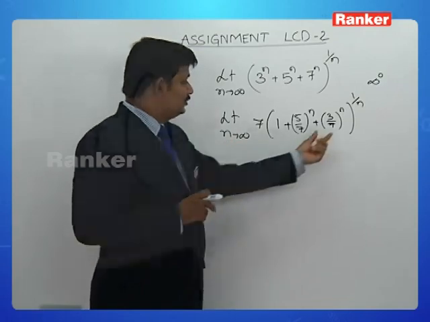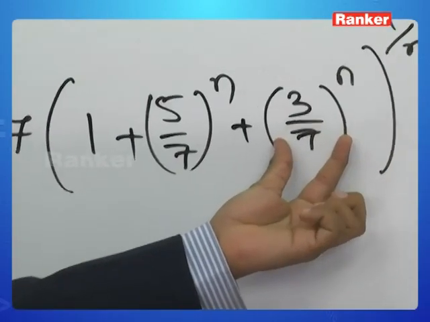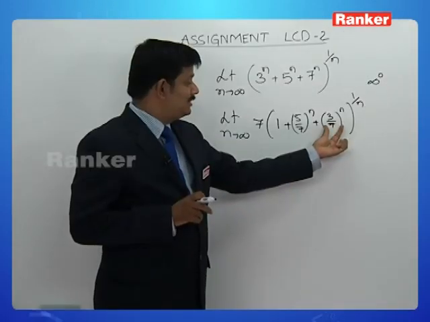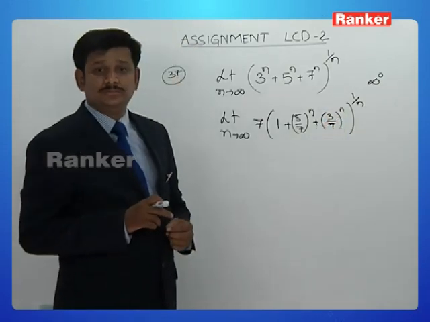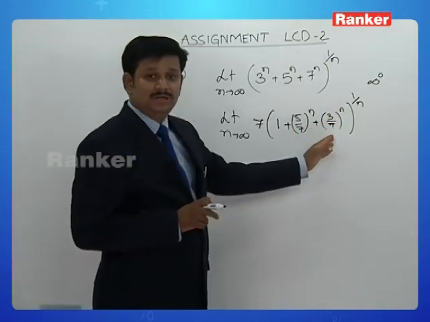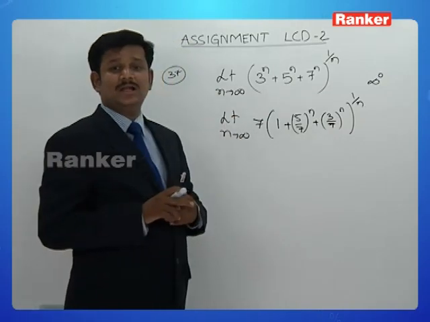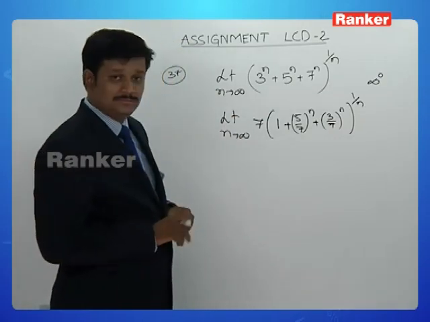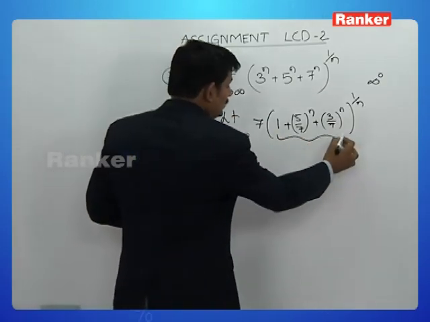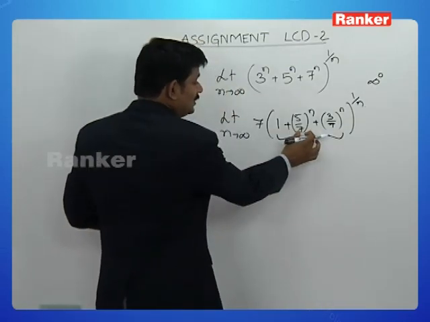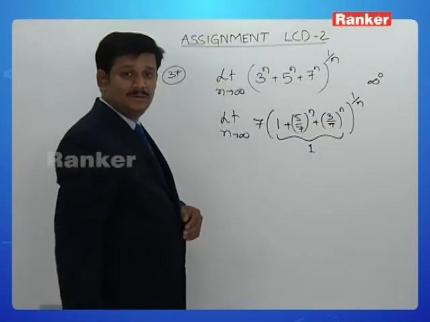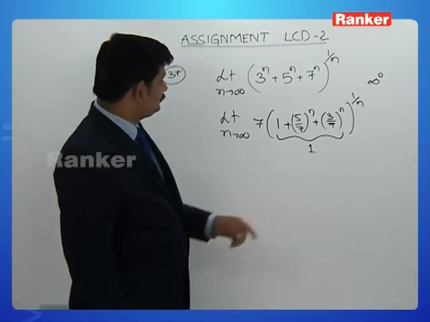And again, as n tends to infinity, 3 by 7 is smaller than 1, so 3 by 7 power n also tends to 0. Any number less than 1, when it is raised to an infinitely large power, will tend to 0. So, this base is now tending to 1, 0, 0. Their sum would be tending to 1.